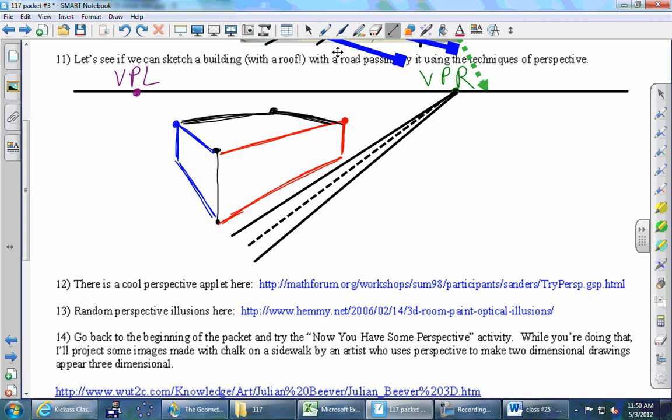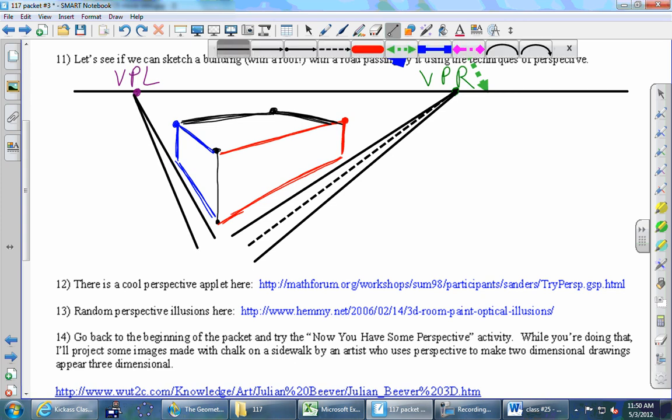All right, and if you want your building to really be in a high traffic area, you can give it another road. Maybe head over to the other vanishing point. Again, always starting from the vanishing point.